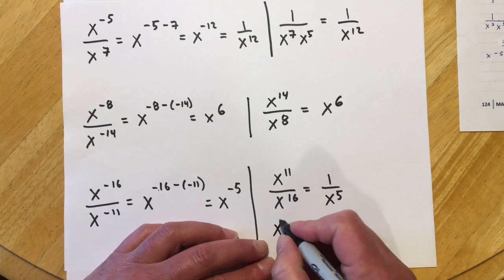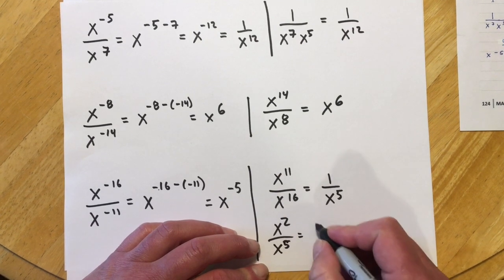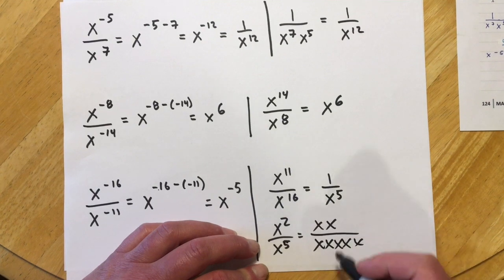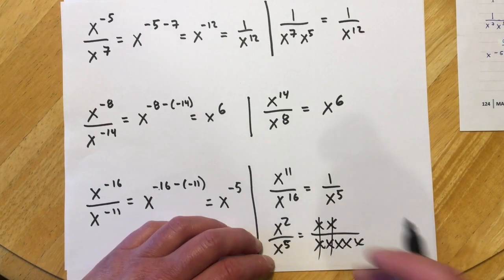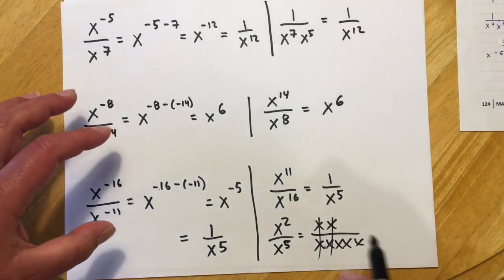For instance, if I had x squared over x to the 5th, say. So I have 2 x's and 3, 4, 5 x's. If I cancel 2, I have 3 left. So that's what I'm visualizing, so I'm not really getting hung up on is it positive or negative. I'm just thinking more position.